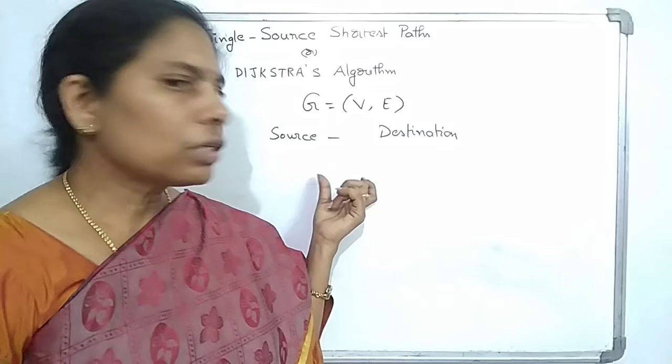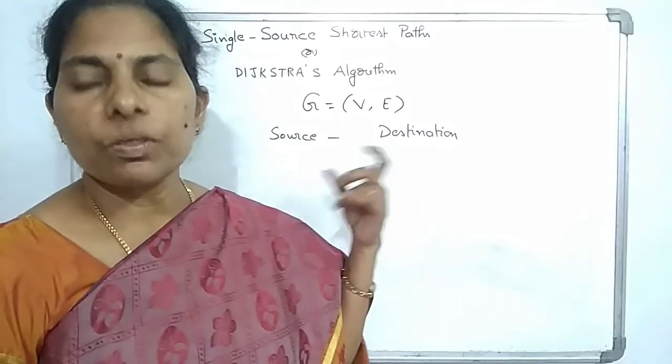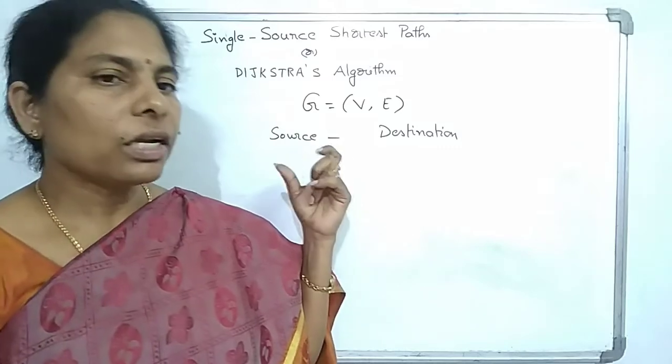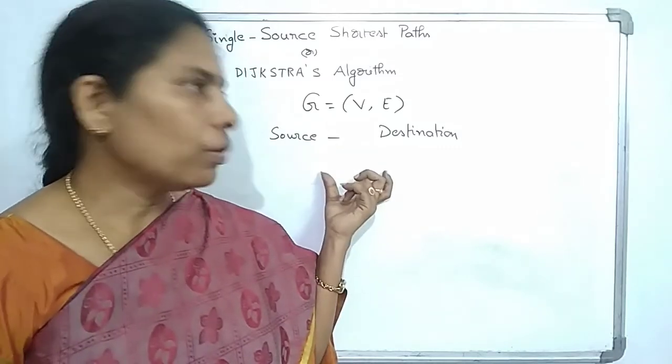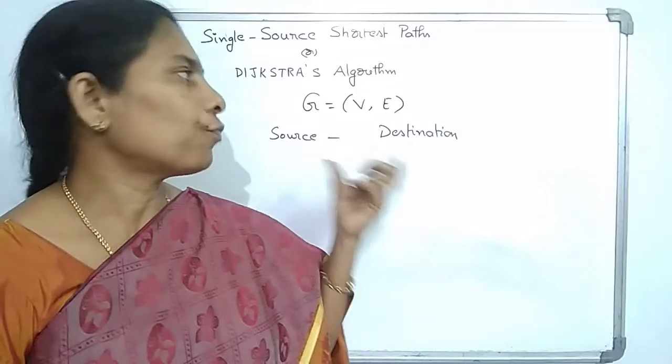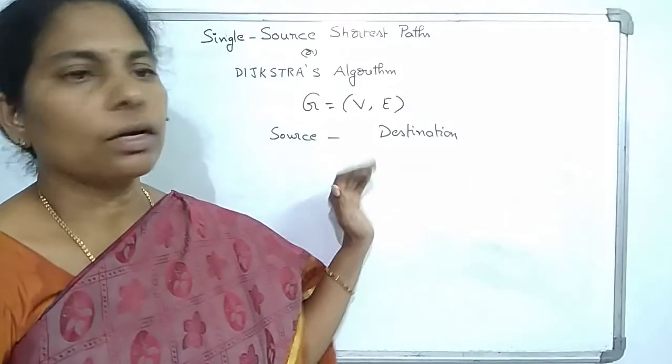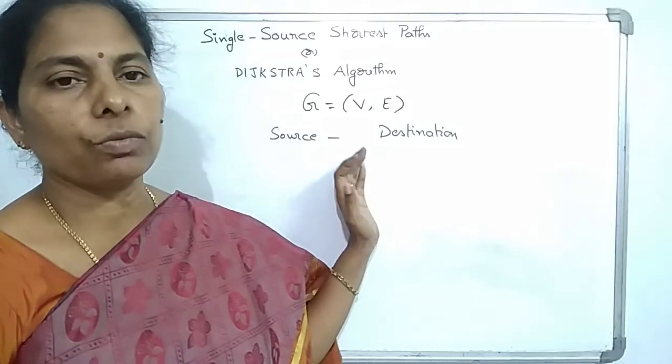The nodes come from the ordering of some subsets of the given problem. So you take one graph and find the shortest path from the source to the destination. First we will discuss the algorithm for this, and after that we will discuss an example.